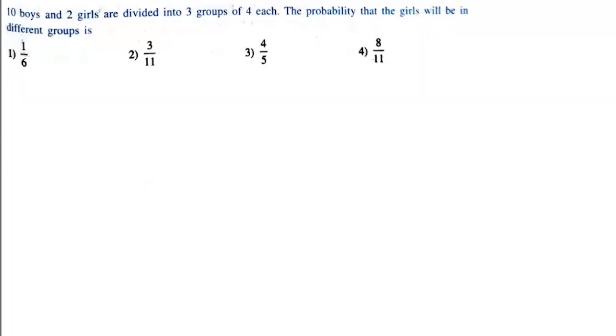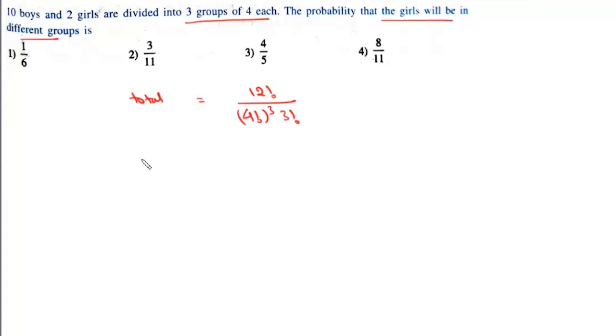Now here the question is 10 boys and 2 girls are divided into 3 groups of 4 each. Now the probability that the girls will be in different groups is. Now what we'll do is, first we'll find the total number of ways to distribute them. Now the total number of ways in which we can distribute them in 3 groups of 4 will be factorial 12 divided by factorial 4 three times and then factorial 3.